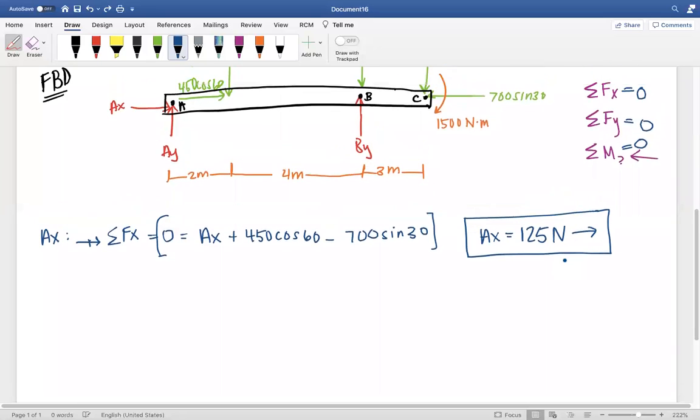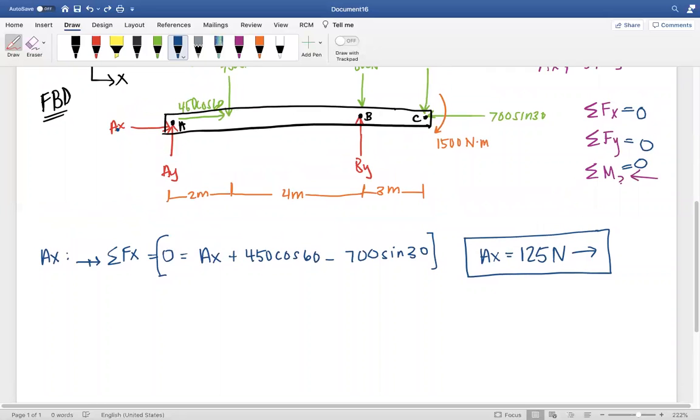All right, so now I have AX. AX is a known. Boom. AY and BY. How would you solve it? Well, a lot of people think you would solve it by summing the forces in the Y direction, but I only have one equation and I have two unknowns.